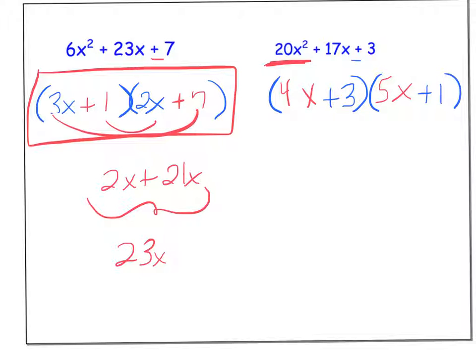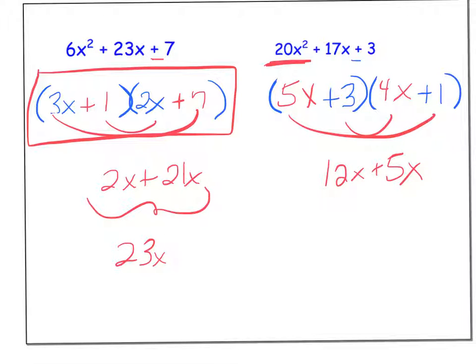Totally guessing here. My first terms are going to work because I made them work, but it's my inners and outers. So here I'm going to have a 15x, and here I'm going to have a 4x. That is not going to give me 17. That gives me 19. So nope, not it. What if I switch my 5 and my 4? Let's check the inners and outers again. So my inners give me 12x and my outers give me 5x. Look, you found it, and that didn't take that long. 12x and 5x is that 17x, so you have found the right combination.